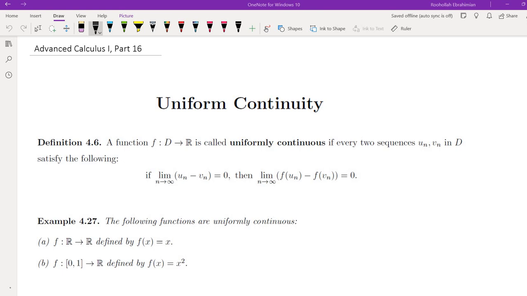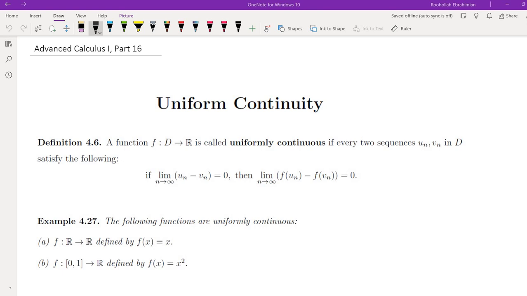Hello, in this video we're going to talk about uniform continuity. So first we're going to discuss the definition of uniform continuity, then we'll go over a couple of examples, and eventually we'll talk about the Heine-Cantor Theorem, which tells us some specific continuous functions are also uniformly continuous.